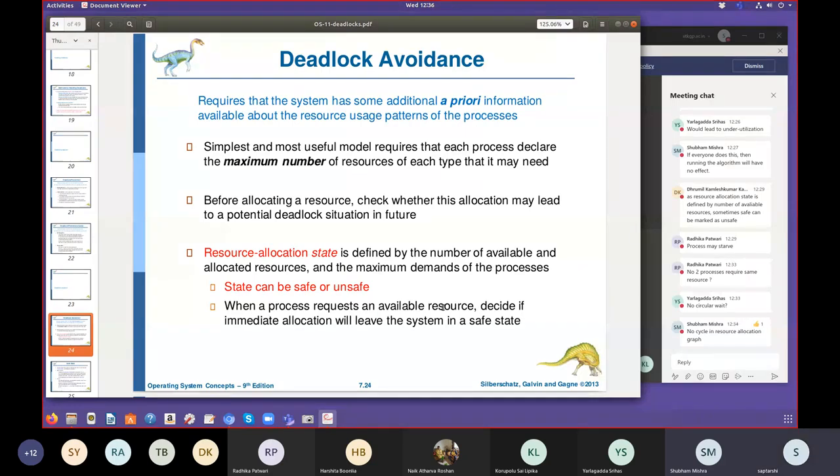Think a bit more deeply. Is it absolutely essential that there should be free instances? Maybe at this point, no resource is free. Does that always mean that the state is unsafe? Think a bit more deeply. This is the key point of the algorithm that we are going to discuss. Suppose at this point none of the resources are free. Does it immediately mean that there is a deadlock?